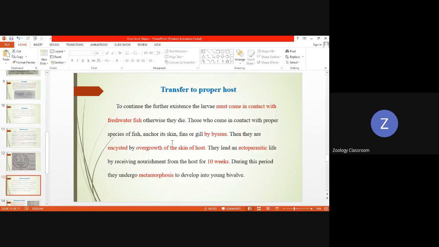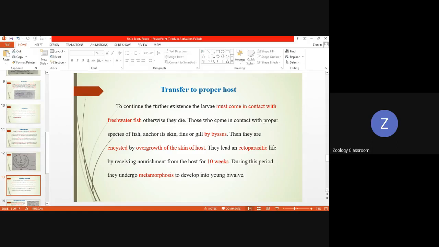Now, further transfer to proper host. As I have told you that this Glochidium larva is present in the water, but it sinks down at the bottom, and the only movement that this larva is doing is opening and closing its shell or its valves. But now, to continue further existence, this larva must come in contact with the freshwater fish. आता life cycle, to complete the life cycle, it needs the intermediate host. And that intermediate host is fish. Otherwise, that larva will die.